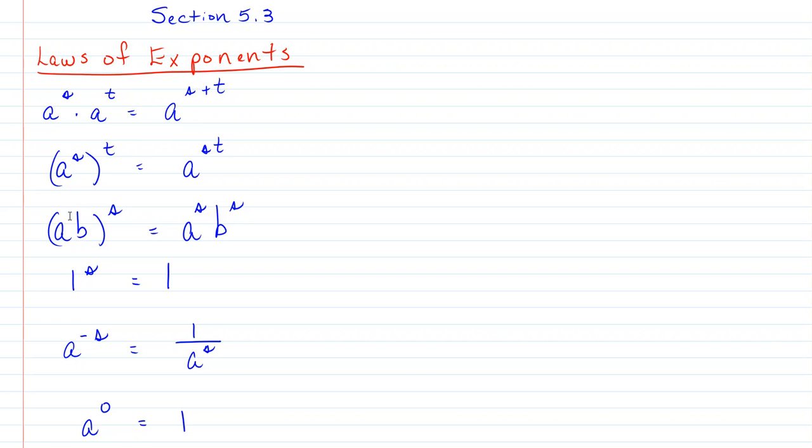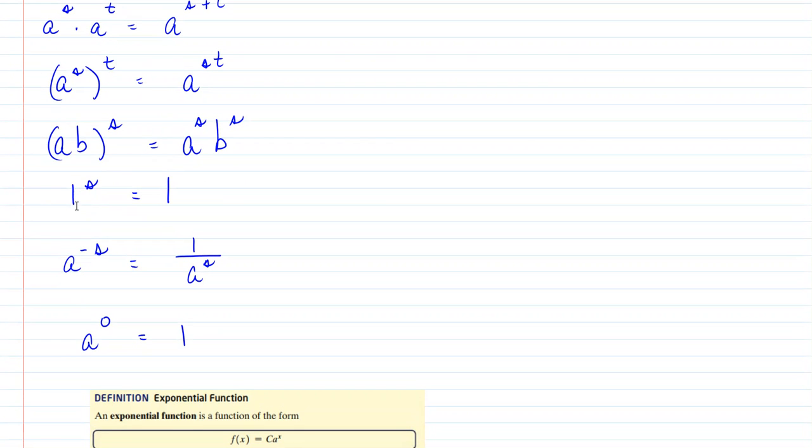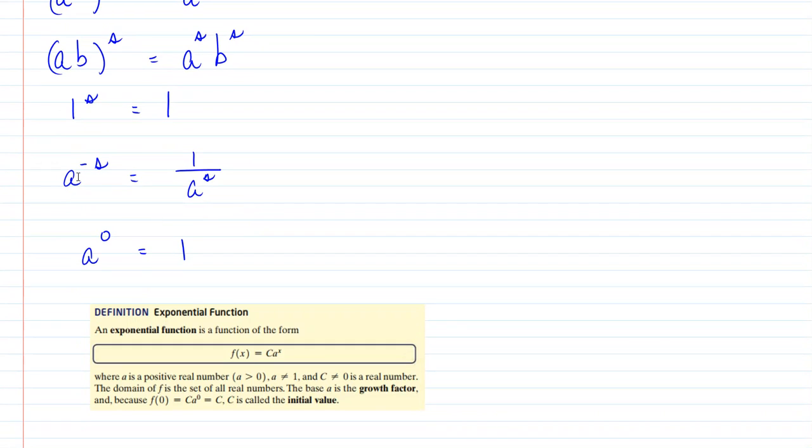If you have a product raised to a power, you can write it as each of the two pieces raised to that power. This one, 1 to any power, is still equal to 1. A to the negative s has to do with position. It's the same as 1 over a to the positive s. It goes to the bottom. A to the 0, or anything to the 0, is equal to 1. All right.